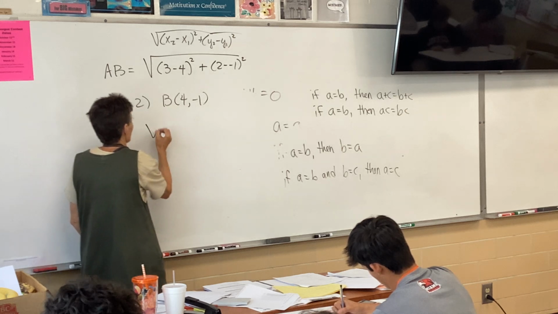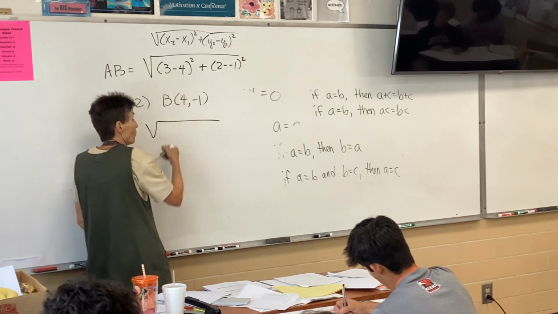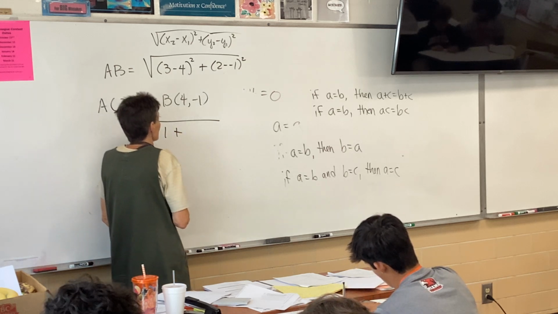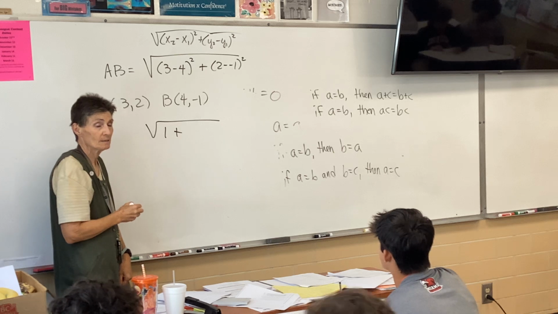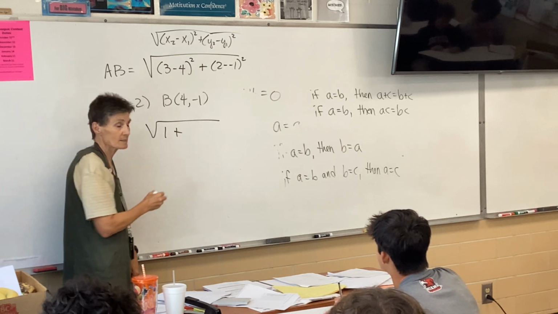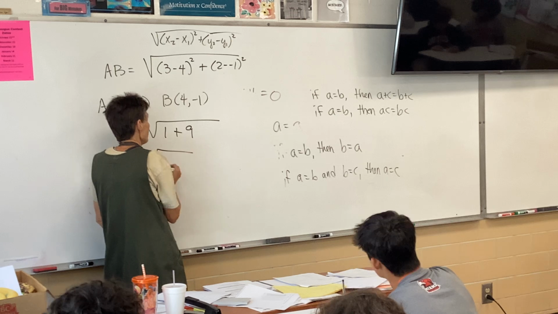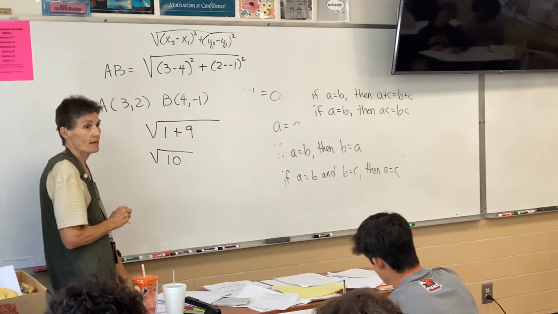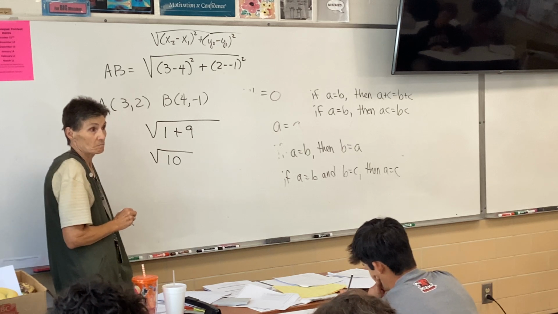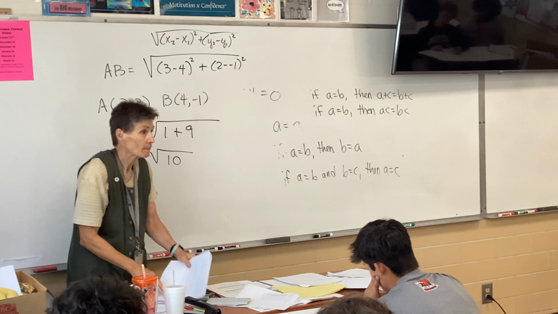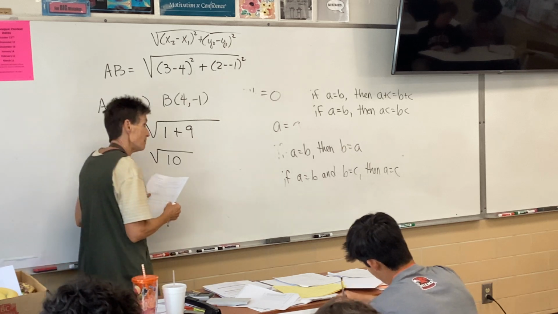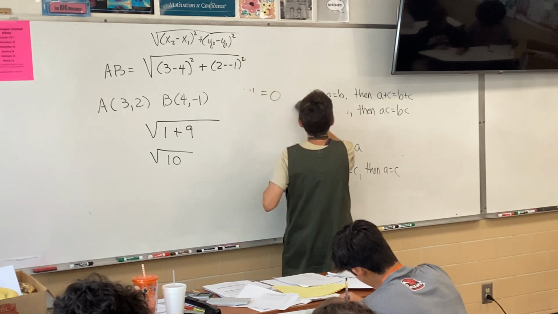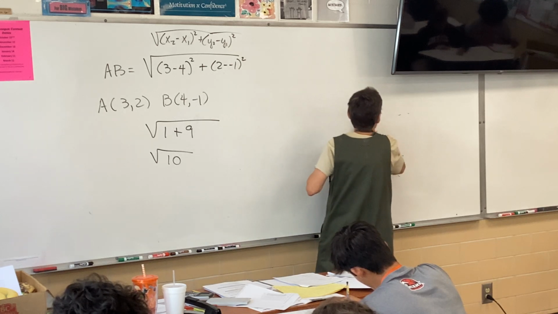So what am I going to get? 3 minus 4 is negative 1, squared is 1. 2 minus negative 1 is 3, squared is 9. And 1 plus 9 is 10. Square root of 10. Okay, is that easy enough? With your partner, try B. It's exactly the same problem, you're going to do exactly the same thing, but you're using different points.